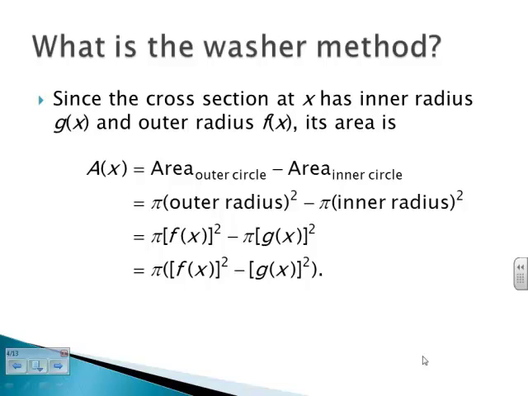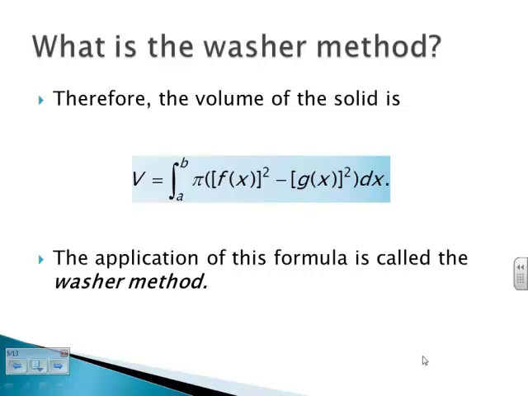Since both terms have a factor of pi, we can factor out the pi, which leaves us with the quantity f of x squared minus g of x squared. Therefore, the volume of the solid is given by the integral from a to b of pi times the quantity f of x squared minus g of x squared with respect to x. The application of this formula is called the washer method.